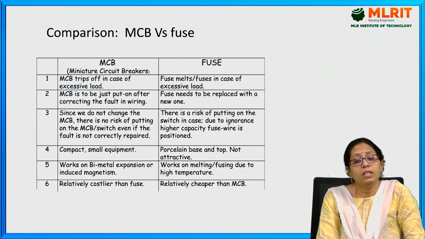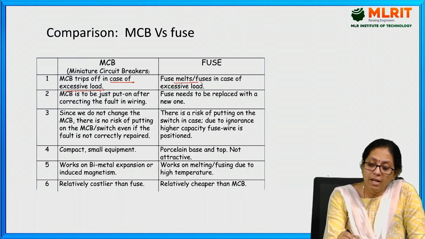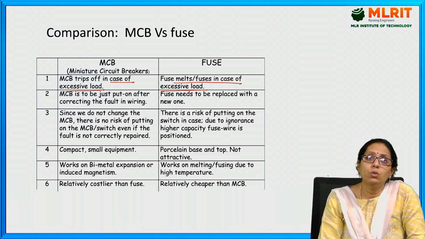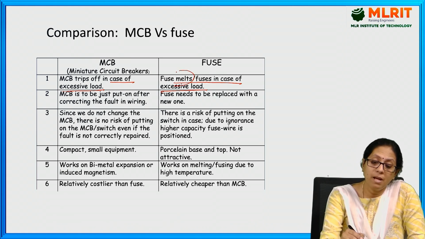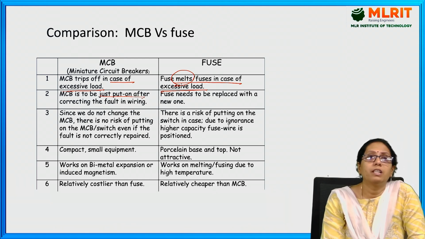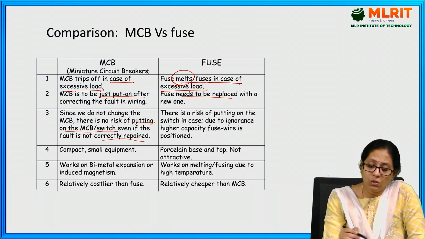This is the comparison between the MCB and the fuse, where MCB trips off in the case of excessive load and fuse melts in the excessive case. That means the same MCB can be used after the load correction is done, but in case of fuse we need to replace the fuse because the fuse melts at the excessive load conditions. So the MCB is to be just put on after the correcting. Fuse needs to be replaced. Since we do not change the MCB, there is no risk of putting on the MCB switch even under the fault. Okay, so there is a risk of putting the switch in the case of a fuse.